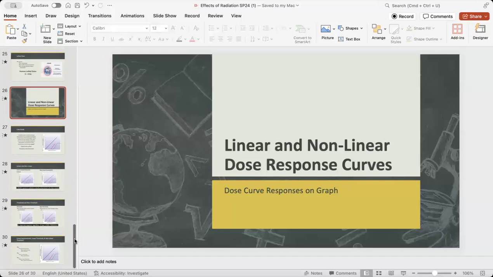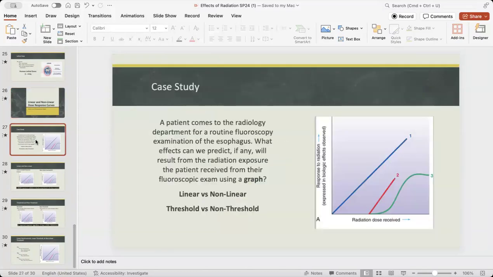Next we're going to talk about linear and non-linear dose curve responses. What does this look like on a graph if we were to graph the reaction? There is a radiation exposure that could potentially cause damage, but we don't know. But then we also know that there are conditions that can happen once a certain dose is reached. What does that look like from a graph representation?